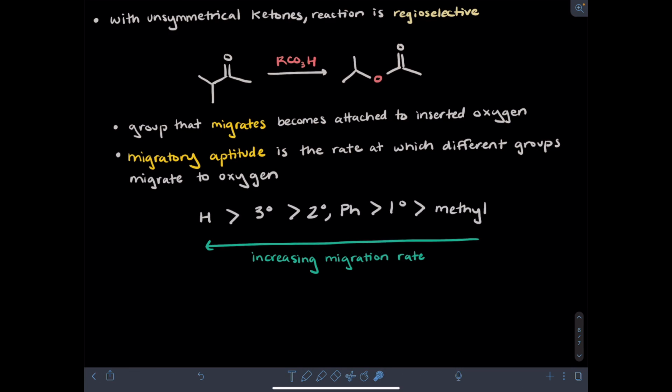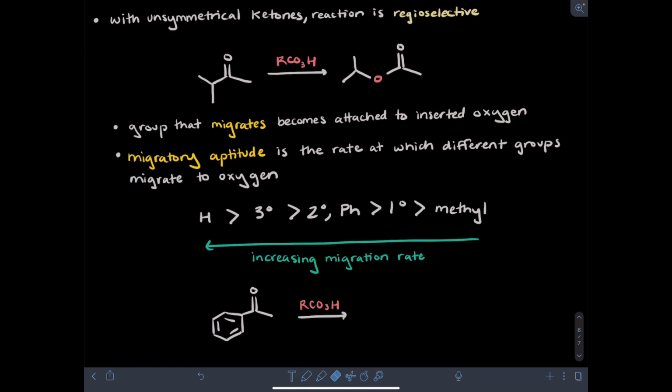What's experimentally observed is that hydrogen has the fastest migration rate, followed by a tertiary carbon adjacent to the carbonyl, followed by secondary carbons or phenyl groups, which have similar migration rates. Primary carbons migrate more slowly, and slowest of all are methyl groups migrating to that electrophilic oxygen.